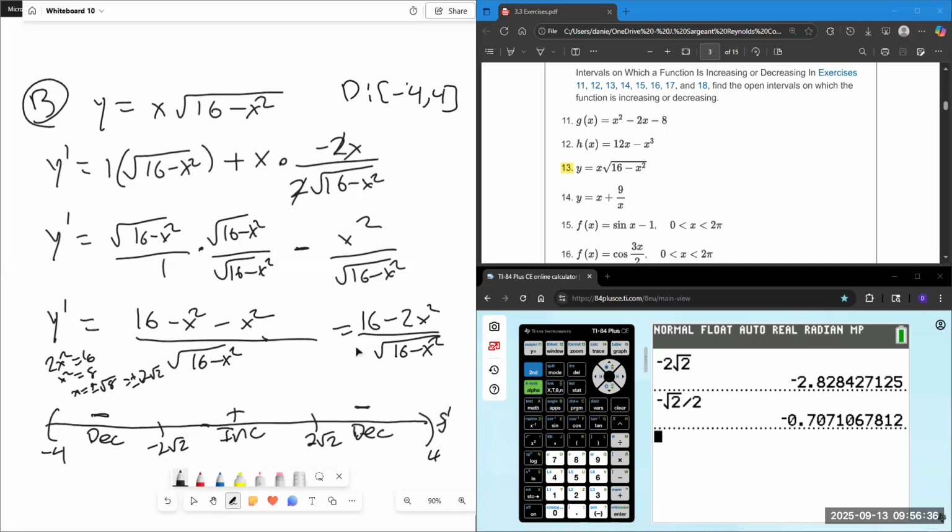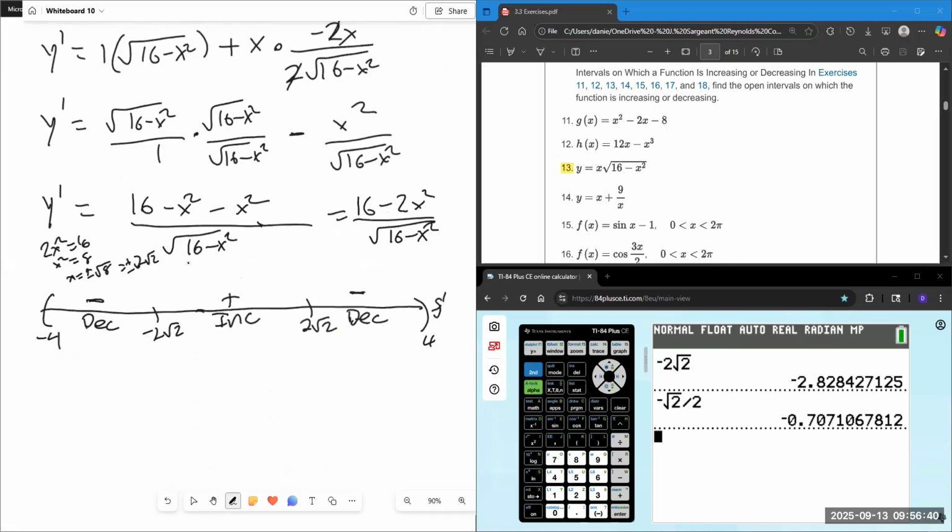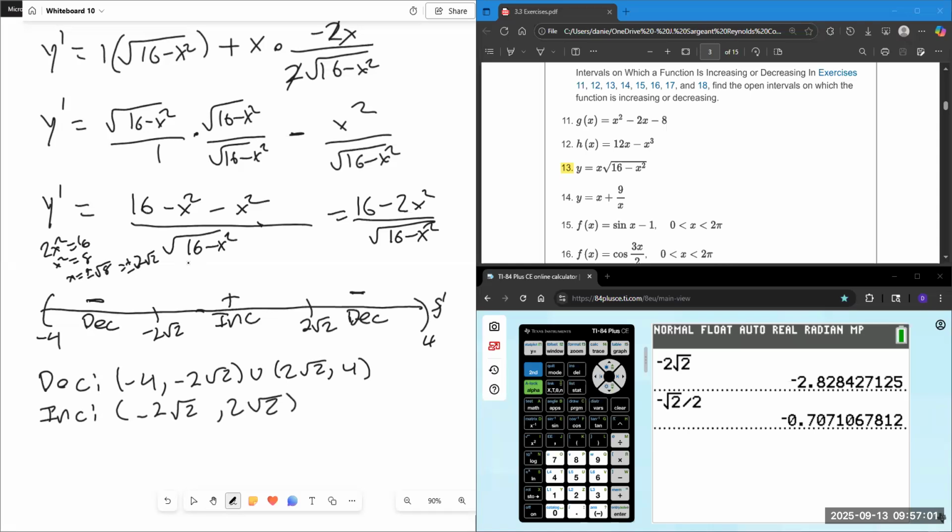So intervals for increasing and decreasing here will be decreasing on the intervals -4 to -2√2, union 2√2 to 4, and then increasing on the interval -2√2 to 2√2. All right.